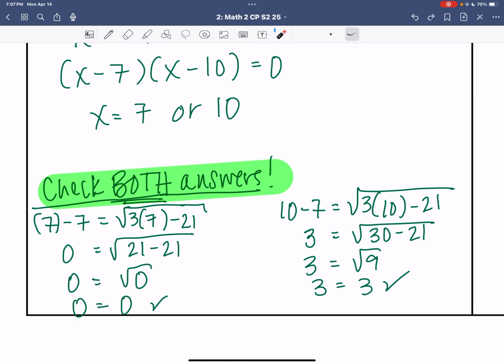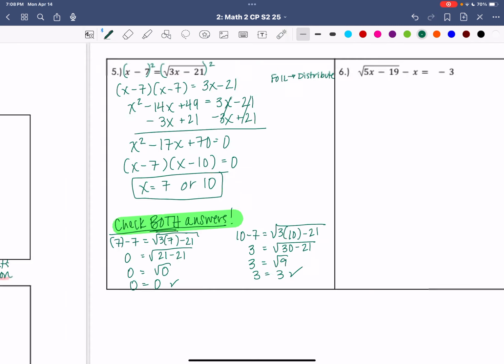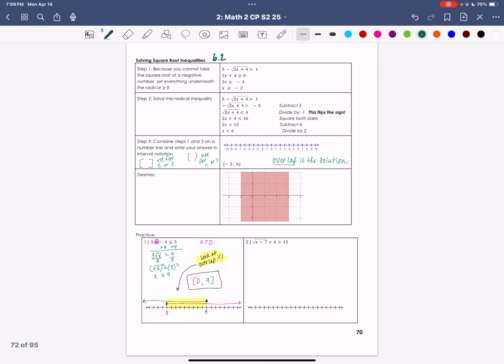Now do both solutions. So you have to do the same thing here. Wherever you see x, substitute your answer. This is going to give you 30, and then 30 minus 21 is 9, which simplifies to 3. So that is true. So this works also. So both of these are the correct answers. So always check your answer. If you get an answer that doesn't work, it's not a solution.